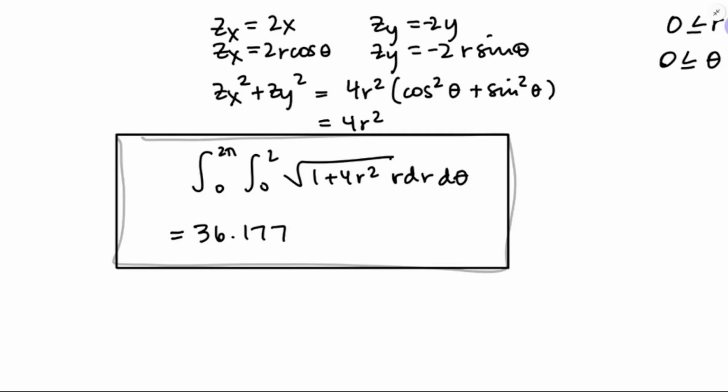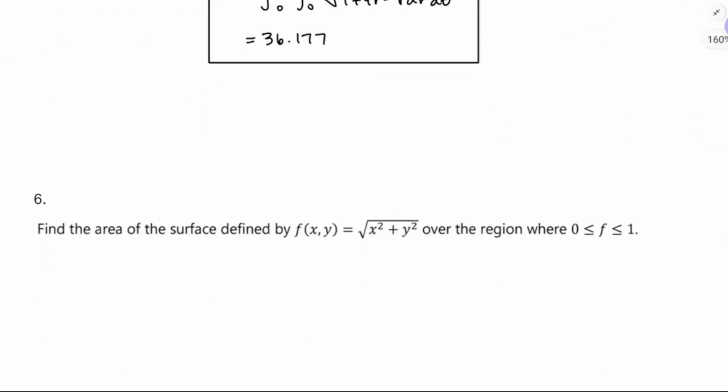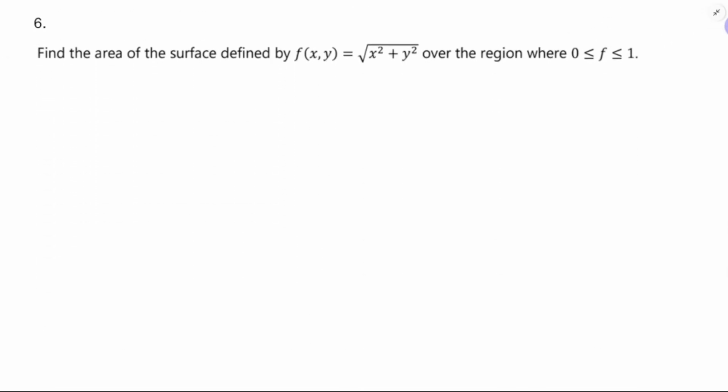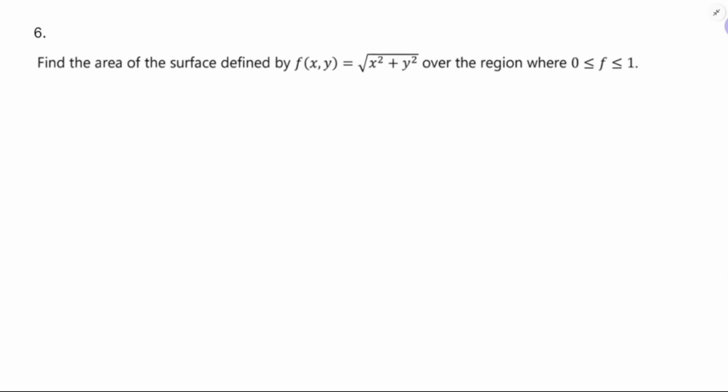Okay, and then that would be my answer right there. Okay, now this area of this surface that sits over the region where f is between 0 and 1. Well, let's just figure out what the region is where f is equal to 0. Let's see where this is going. Okay, f of x and y equals 0.